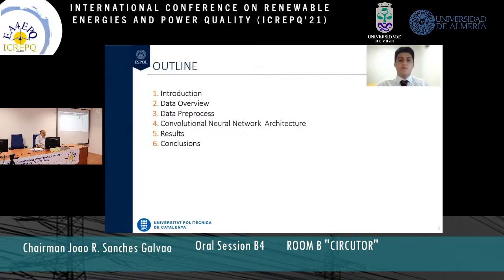First, we have the introduction, which presents the background and important definitions; data overview and preprocessing, where the flow of the data preprocessing is described; the CNN architecture, where the architecture and the hyperparameters of the neural network are defined; Section 5, where I present the results; and Section 6, the conclusions.